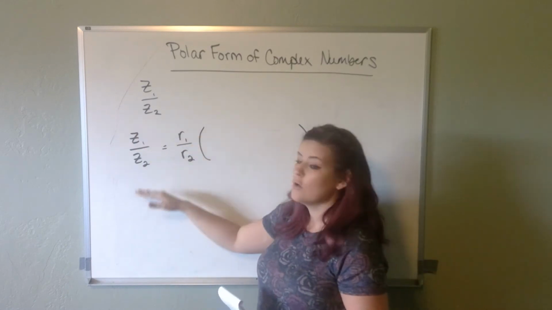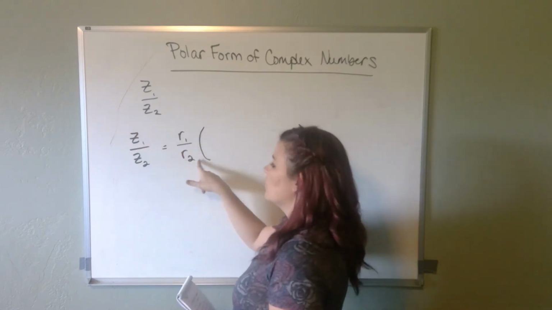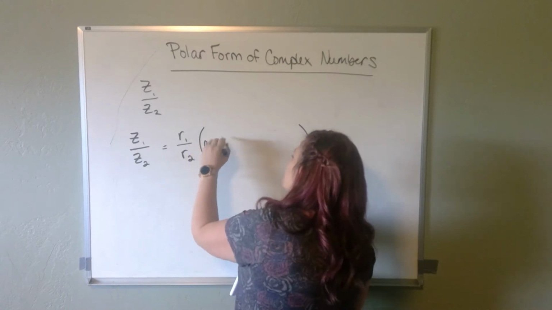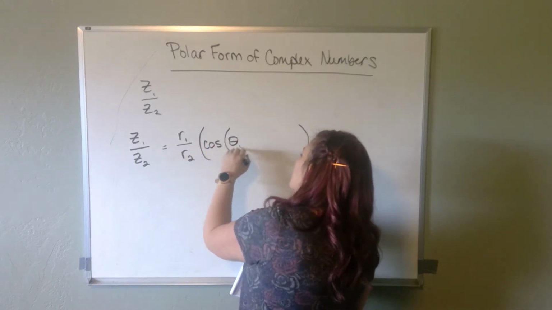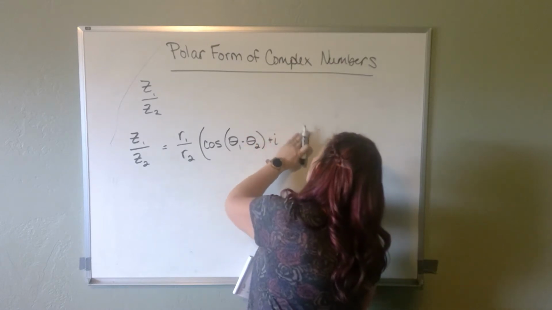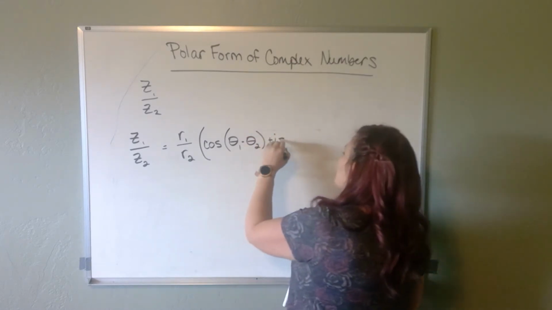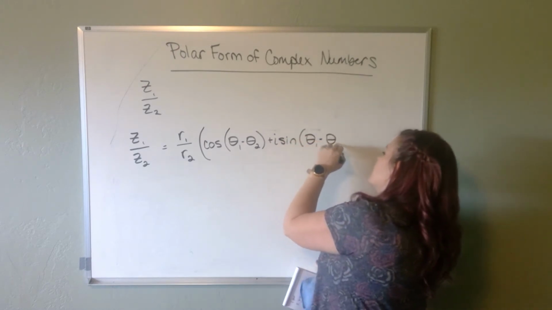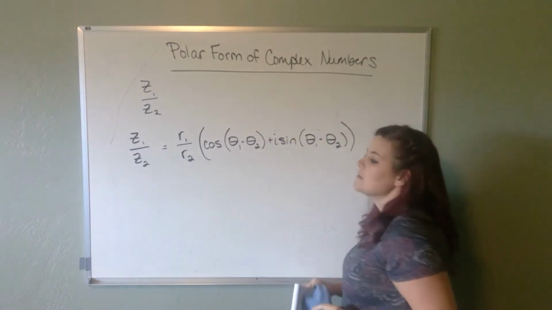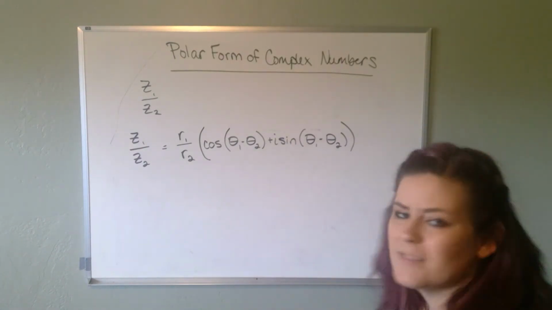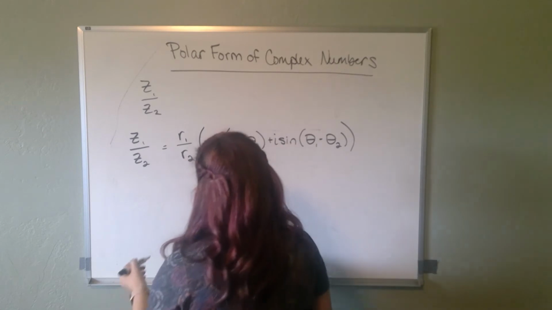You're doing 1 over 2. You need to keep it 1 over 2. So in here, I'll have cosine of theta 1 minus theta 2 plus i times the sine of theta 1 minus theta 2. So let's do an example. Let's stick with that same one we were using before.